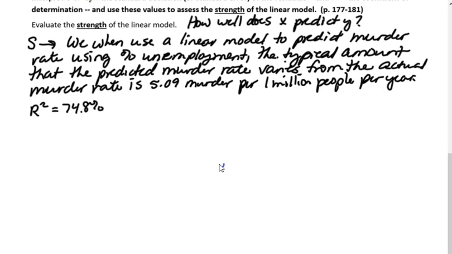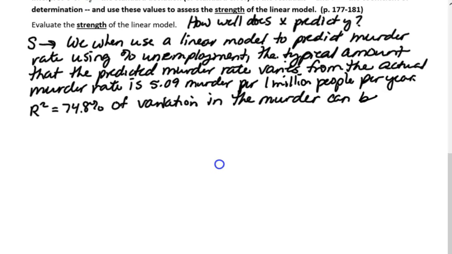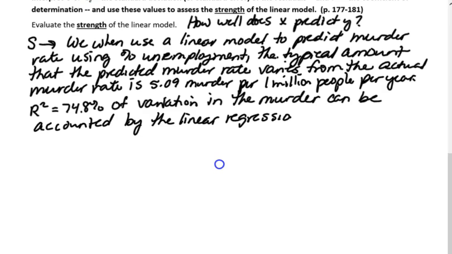Okay, so what the R squared tells us is that 74% of the variation in the murder rate can be accounted for by the linear regression of murder rate based on unemployment rate.